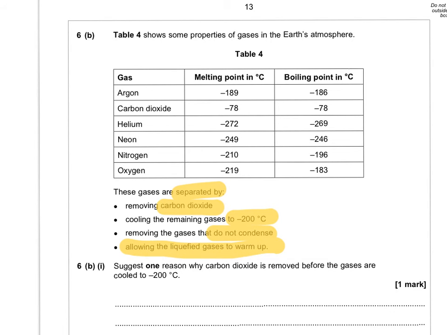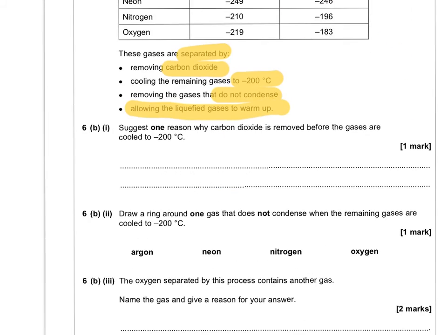Suggest one reason carbon dioxide is removed before the gases are cooled to -200 degrees. Well, if we have a look at carbon dioxide, it basically melts and boils at the same temperature. So if we cool it down to -200, it won't become something we can use, like a liquid that will flow. It will become a solid.